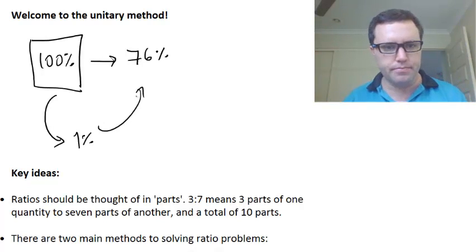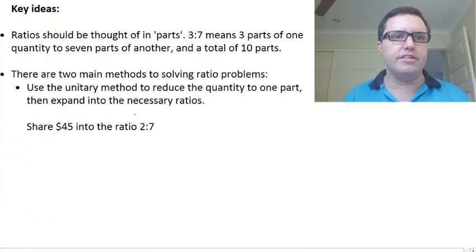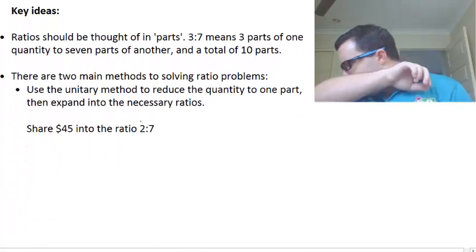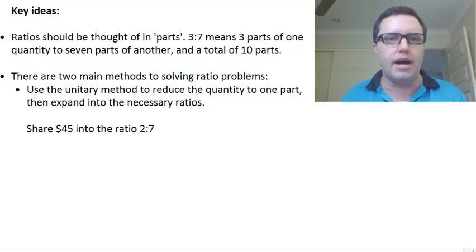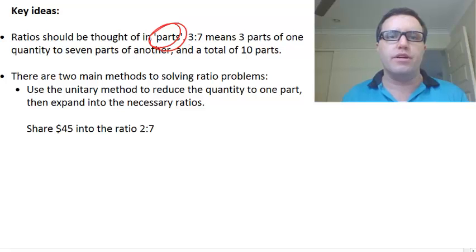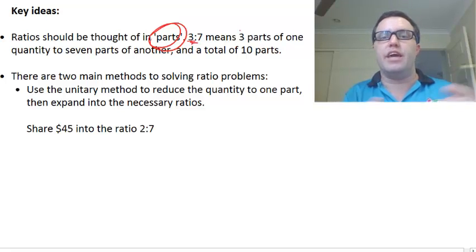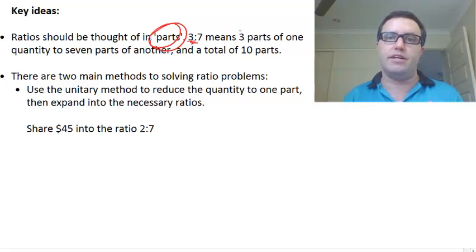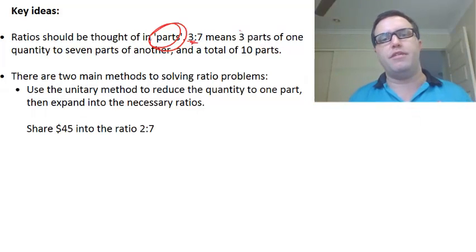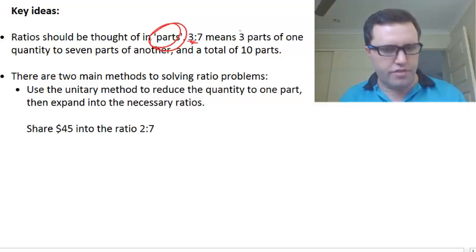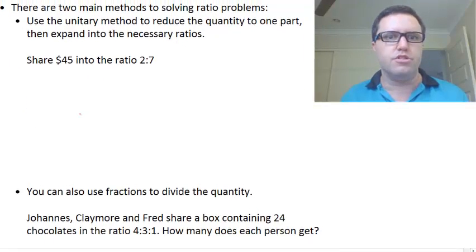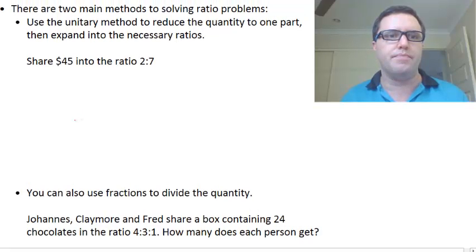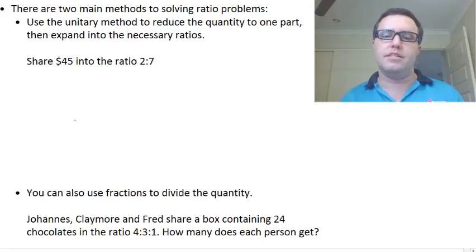A couple of key ideas for us to think about. Ratios should be thought of in terms of their parts. So 3:7 means 3 parts of one quantity to 7 parts of another, and a total together of 10 parts. Now there are two main methods to solving ratio problems. The first one is using the unitary method to reduce the quantity to just one part, and then expand it out into the necessary ratios.